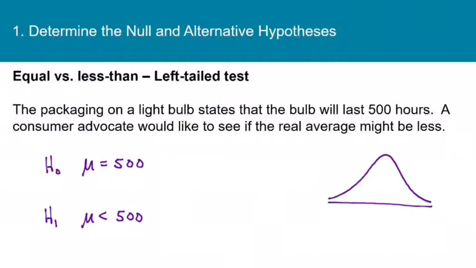For this type of test, the diagram would shade the left tail. So notice that when the alternative hypothesis contains the less than sign, which points to the left, this is going to make a left-tailed test. We would shade the left end of our diagram. So a left-tailed test has a less than sign in the alternative hypothesis.